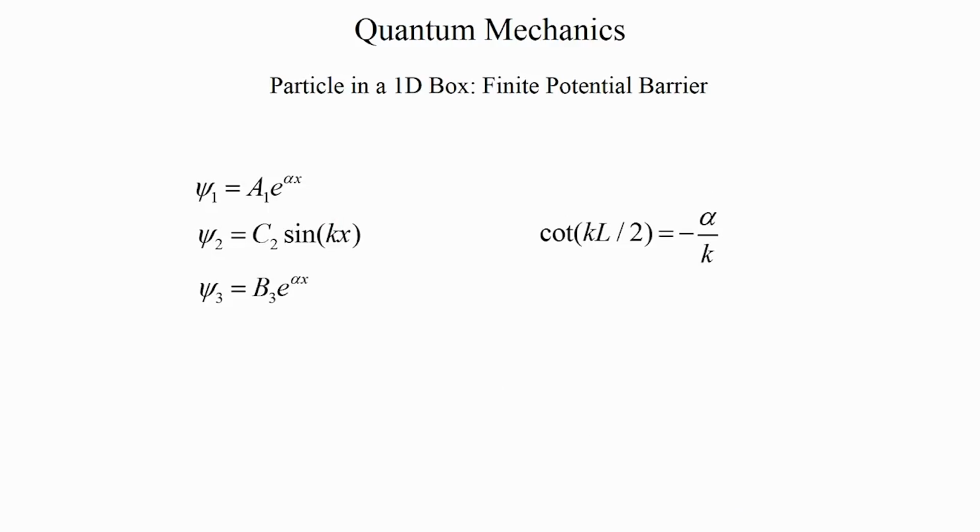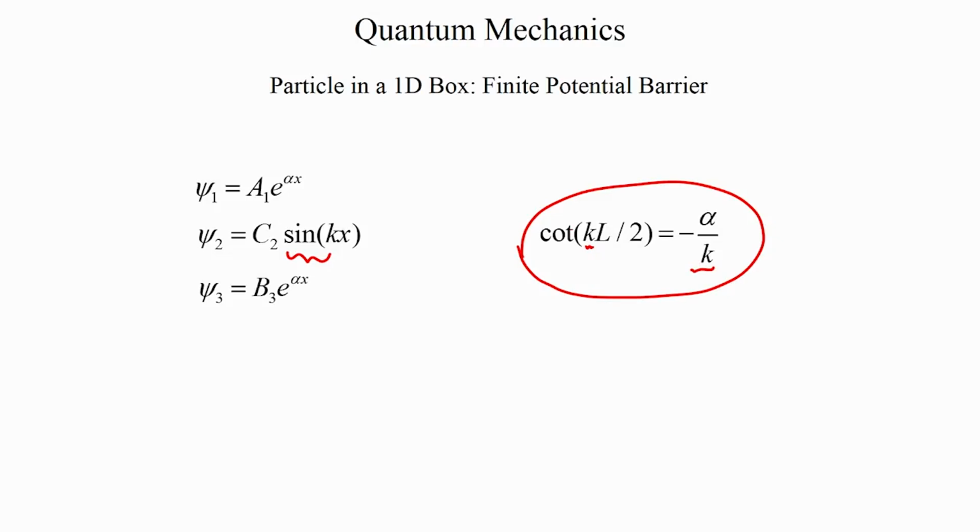Now, the second point is, if you consider the odd symmetry case, that is psi 2 being C2 sine of kx, you will end up with a condition that the cotangent of KL by 2 must be equal to minus alpha by k. So, once again k can take only those values that are permitted by the solution to this equation.